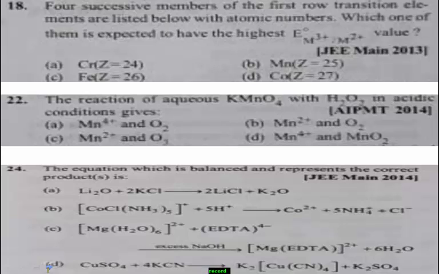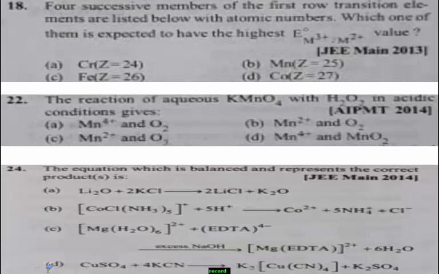Students, E0 value of Cr3+/Cr2+ is minus 0.41 volt. And E0 value for Fe3+/Fe2+ is plus 0.77 volt. E0 value for Mn3+/Mn2+ is plus 1.57 volt. And E0 for Co, cobalt 3+ to cobalt 2+, is plus 1.97 volt.